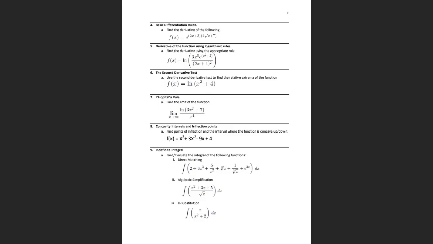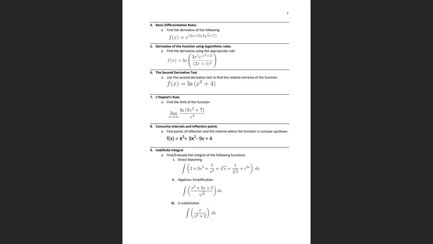For number 9b, I don't know if I did this one right. I got 2/5 x to the 5 over 2, plus 2x to the 3 over 2, and then plus 10x to the 1/2. That's right, you're just missing plus C. Oh, okay. Yeah, I always forget that. You don't want to forget plus C. I think your exams are going to be free response, so that's something you want to remember. Oh yeah. Okay, thank you.